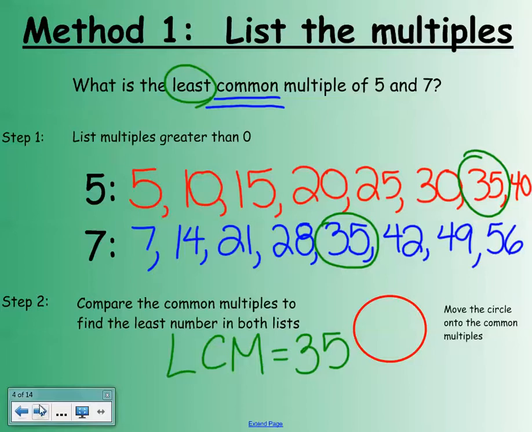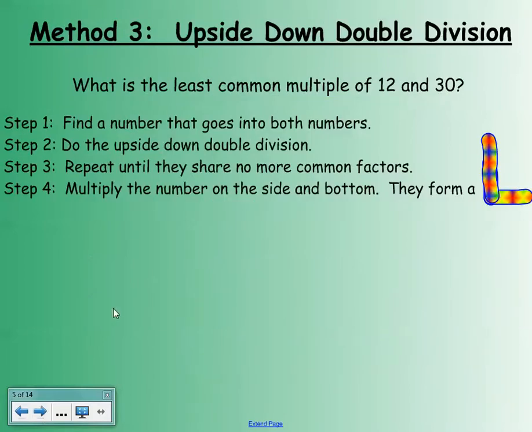So on your paper, you should see method 2. Oh, I don't know why it says method 3. That should say method 2. So method 2 is upside down double division, or the ladder method. You should be thinking, wait, we already learned this when we did greatest common factor. Well, we did, but now we're going to be doing it a little bit differently. There's going to be one change.